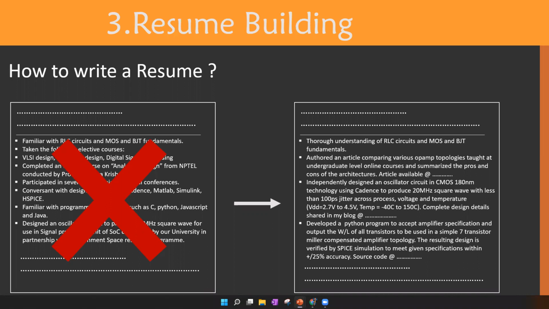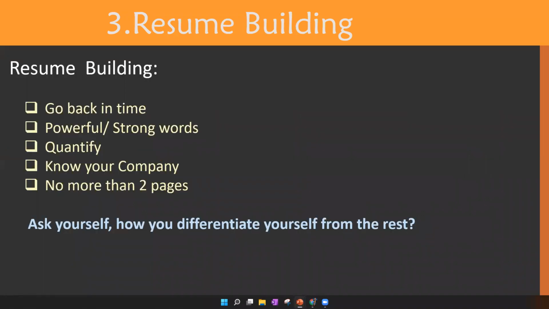So try to be more precise and use some powerful words. In the next slide, I will give a brief summary of a few points that you can keep in mind while you build your resume.